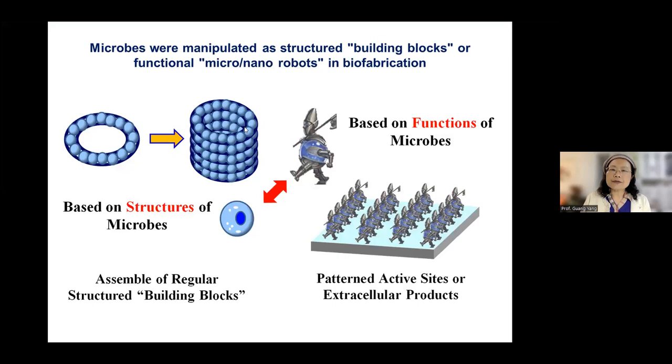In biofabrication, microbes themselves can become a kind of structure. Based on the structure of microbes, we can assemble regular structured building blocks, because microbes have different shapes, for example spheres, rod-like, and sometimes helix structures. We can use these unique structures. Microbes can also be used based on their functions, so we can pattern the active sites or products.